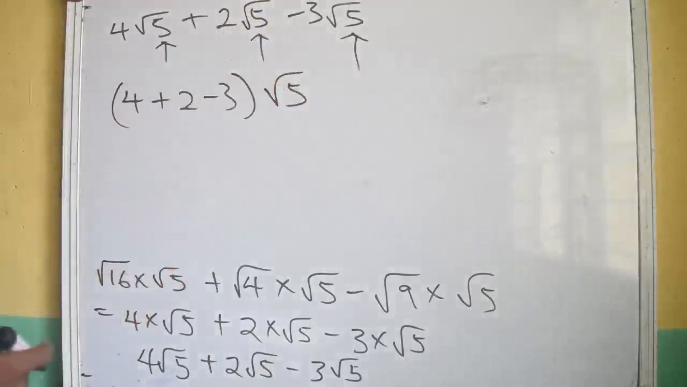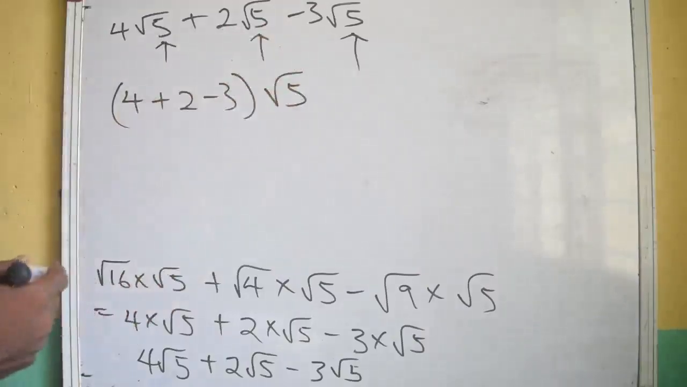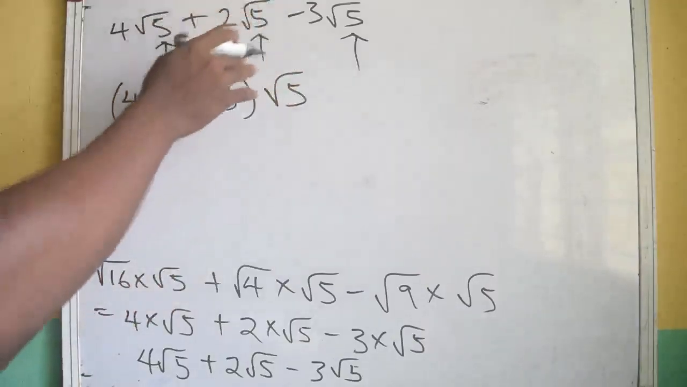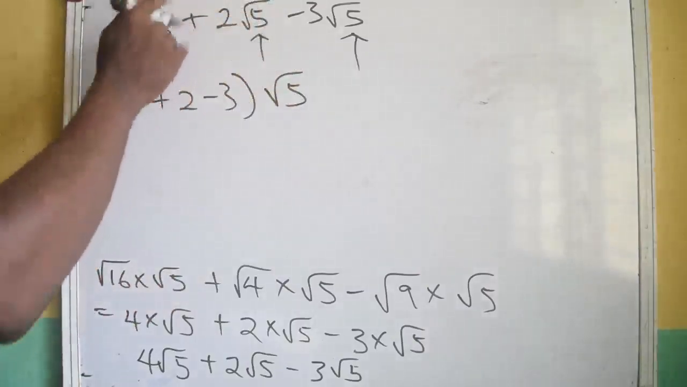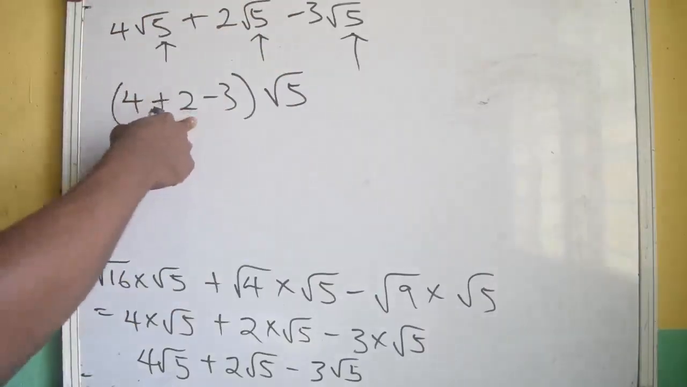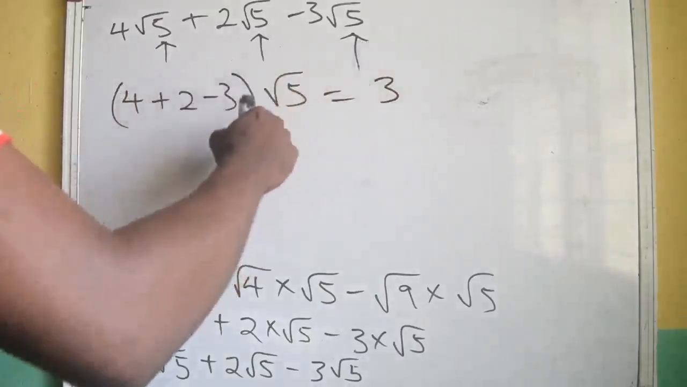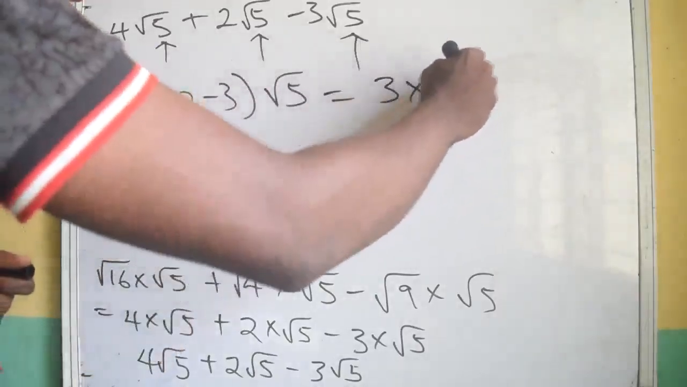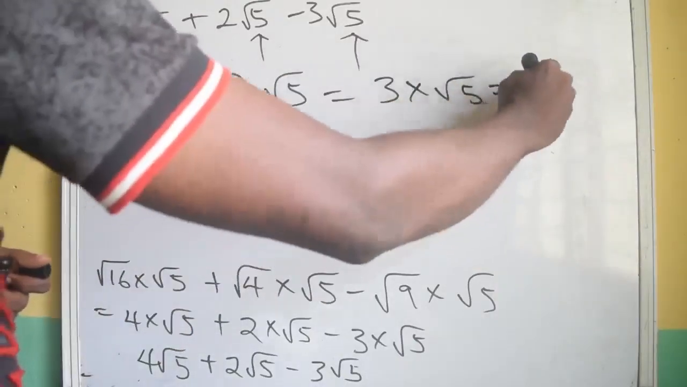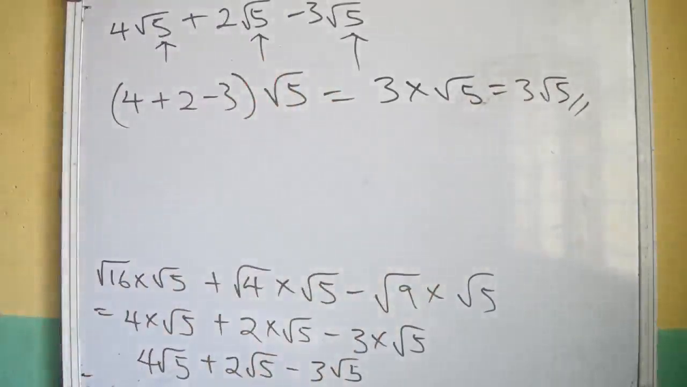I know the reason why I don't want to say factor out yet, because most of you may not know what it is. That's why I decided to let you pretend as if you are not seeing root 5. So 2 plus 4 will give you 6. 6 minus 3 is 3. And this one will be 3 times root 5, which is 3 root 5. So everything will give you nothing but 3 root 5.